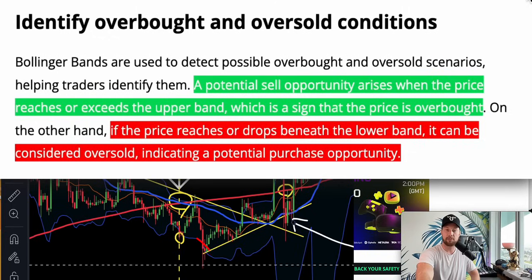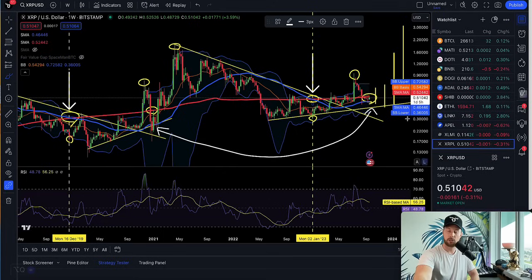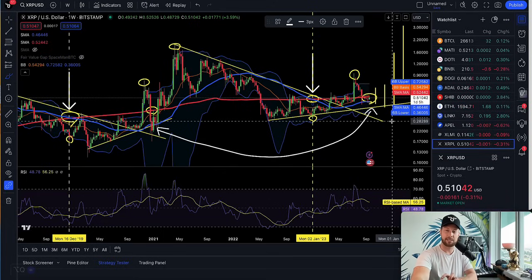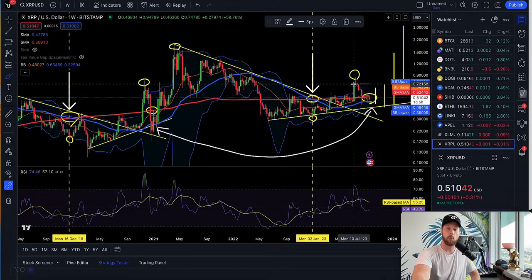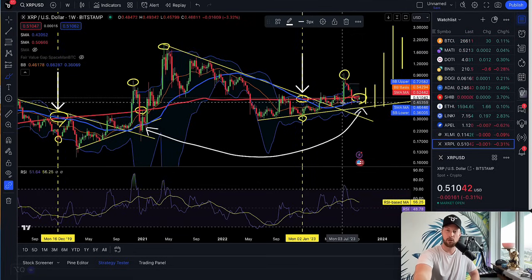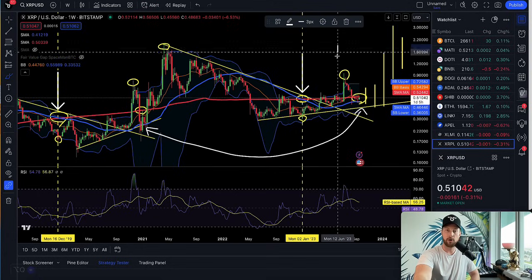On the other hand, if the price reaches or drops beneath the lower band, it can be considered oversold, indicating a potential purchasing opportunity. So before I get into moving average crosses, let's discuss overbought conditions and give you guys some examples. Because when XRP was declared as not a security post lawsuit, we saw XRP run from 45 cents upwards of almost $1, in the 90-cent range, right about here.